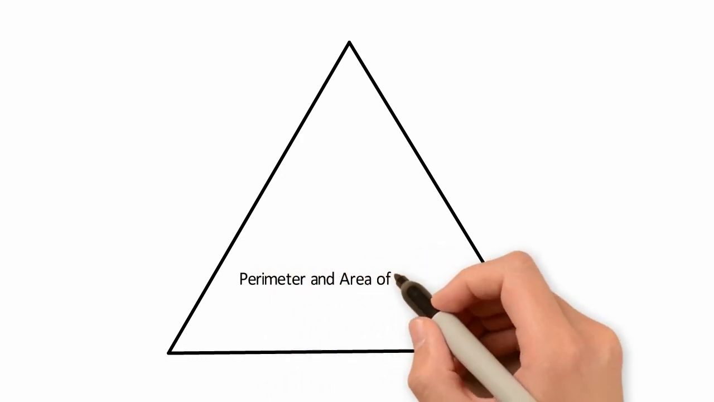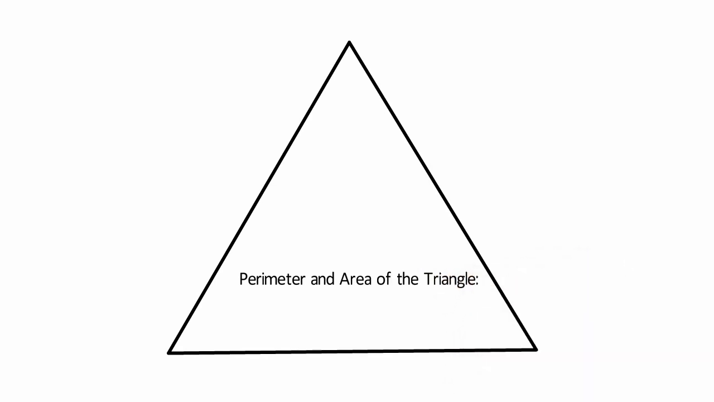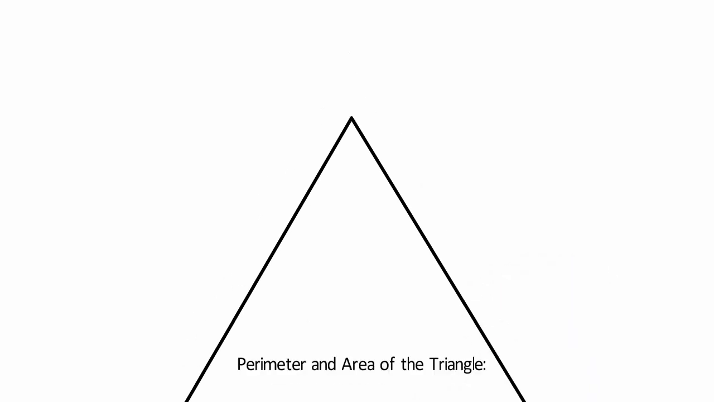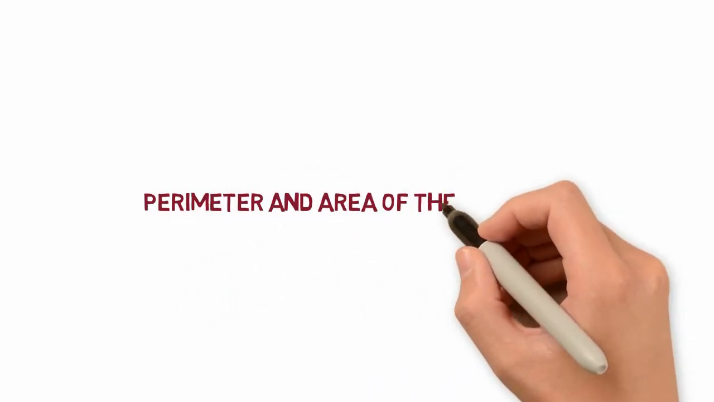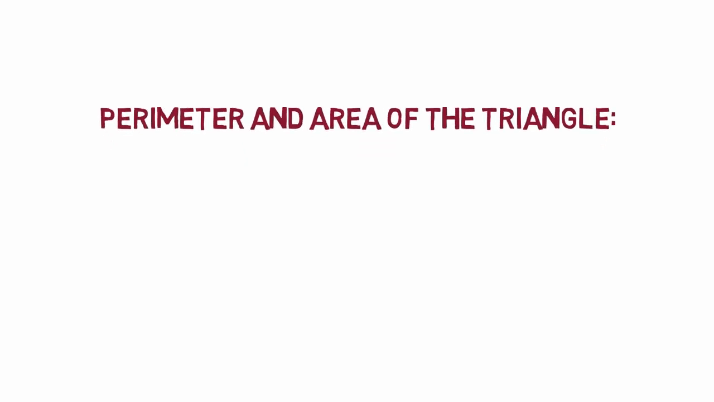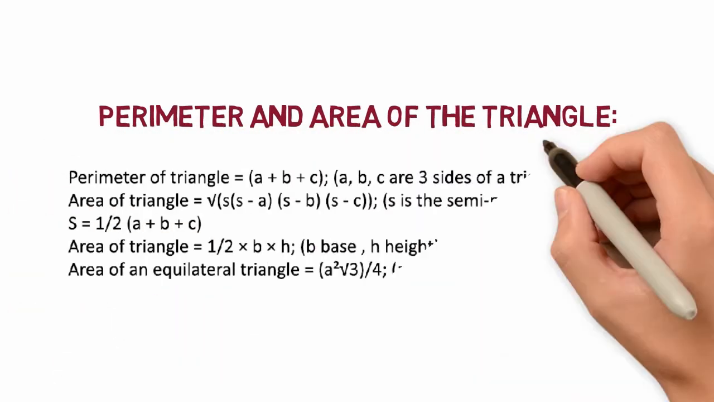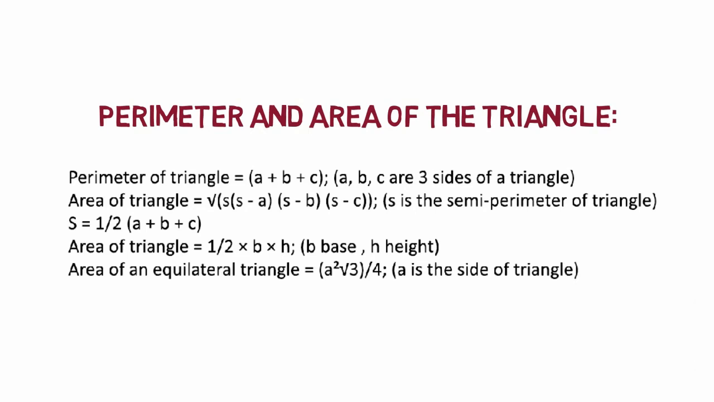Perimeter and area of a triangle. Perimeter of a triangle equals A plus B plus C. A, B, C are the 3 sides of a triangle. Area of a triangle equals the square root of S times (S minus A) times (S minus B) times (S minus C). S is the semi-perimeter of the triangle. S equals half times (A plus B plus C).